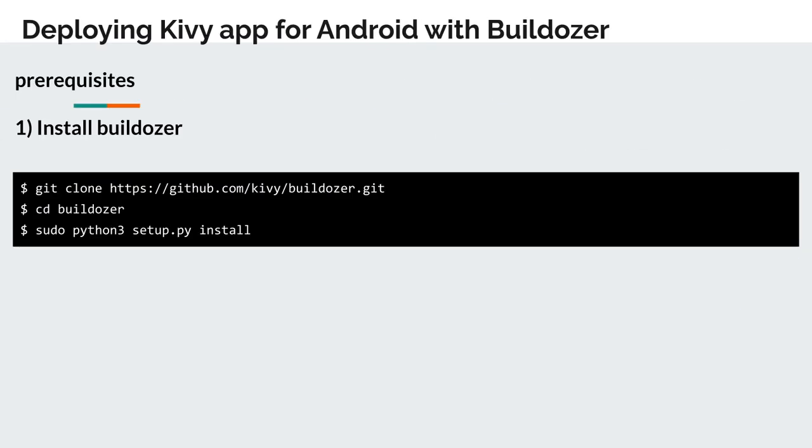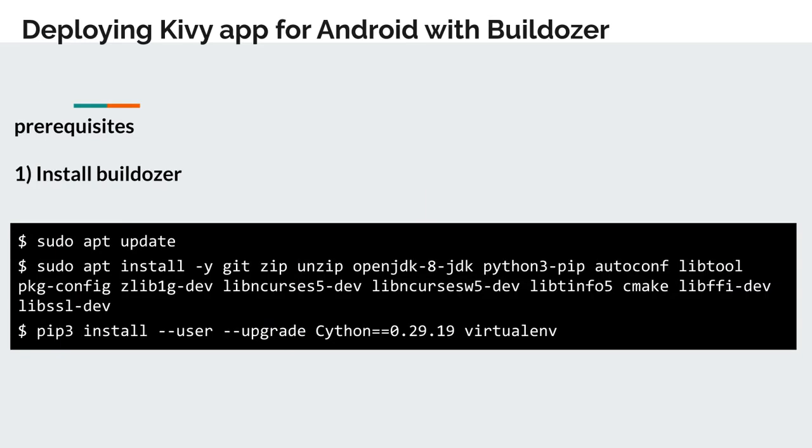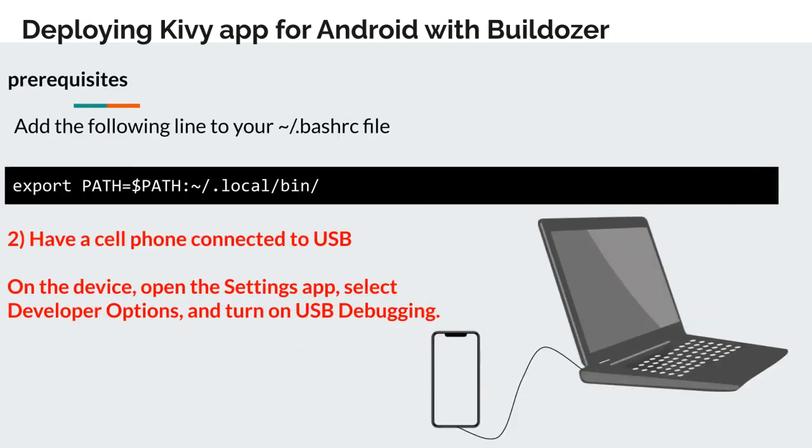To install buildozer, clone the repository on GitHub. After that, enter the buildozer directory and run the install command as shown. After that, update the packages and install other tools used by buildozer. Edit the shell initialization file to add the path from the local bin directory to the path environment variable. In this case we have edited the .bashrc file.